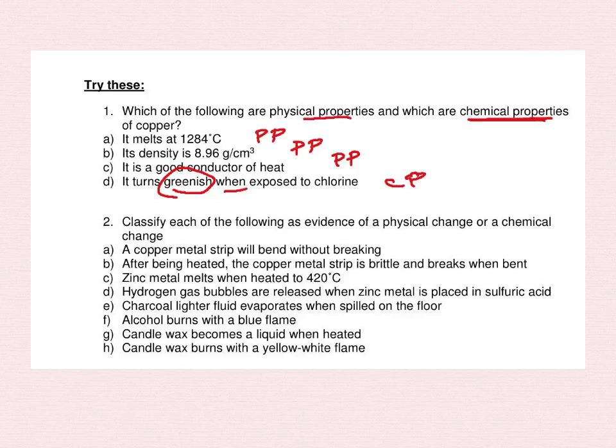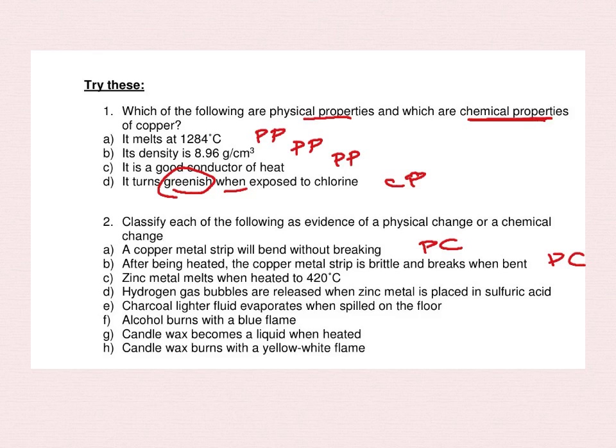Physical change or chemical change? Copper metal strip will bend without breaking. Bendability is physical. Doesn't change the copper, it's still copper before and after. After being heated, the copper metal strip is brittle and breaks when it's bent. Again, it's still copper before and after. You've changed the arrangement of the bonds maybe, but not the identity. Copper is copper.